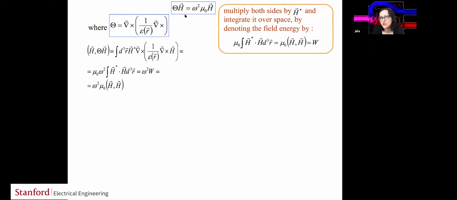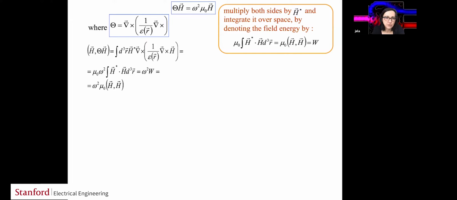So that's just the wave equation that you have here, right? So multiply both sides of the wave equation with H and integrate over the whole space. On the left-hand side, you have H theta H. On the right-hand side, you will have basically omega squared mu naught, and then inner product of H and H over the whole space, which gives you energy, right? So this whole thing is energy.